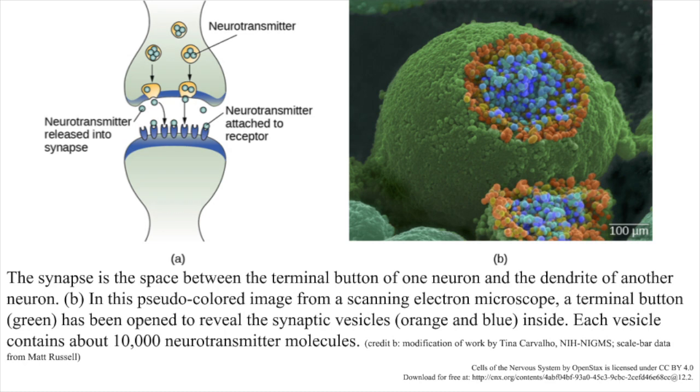synaptic vesicles release neurotransmitters into the synapse. The synapse is a very small space between two neurons and is an important site where communication between neurons occurs. Once neurotransmitters are released into the synapse, they travel across the small space and bind with corresponding receptors on the dendrite of an adjacent neuron.